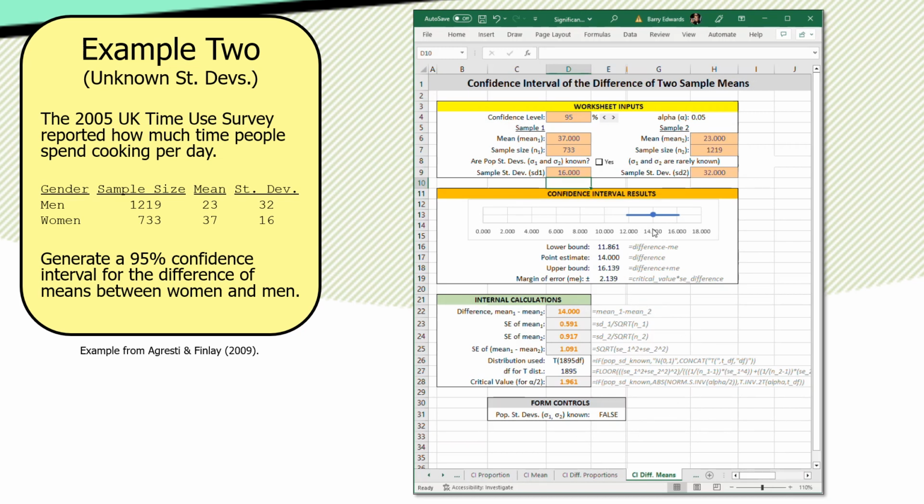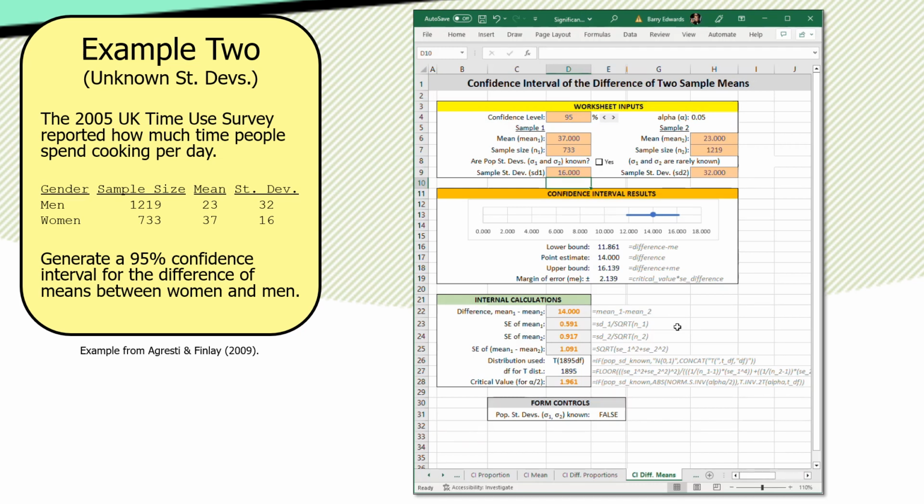The point estimate is 14. Women spend on average 14 more minutes a day cooking than men do, according to the survey. The lower bound of the estimate is 11.861 minutes, and the upper bound of the estimate is 16.139 minutes. So if I were to report this confidence interval, I would say the lower bound is 11.861 and the upper bound is 16.139.